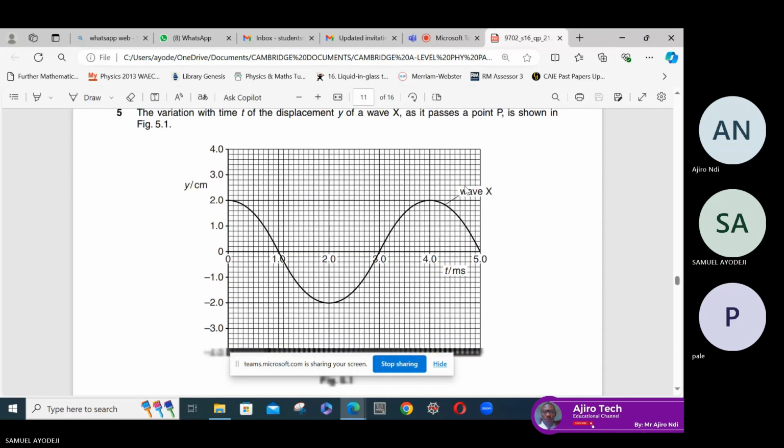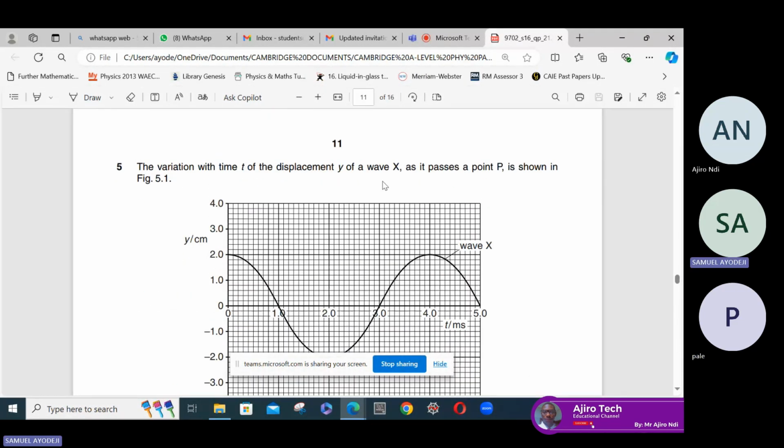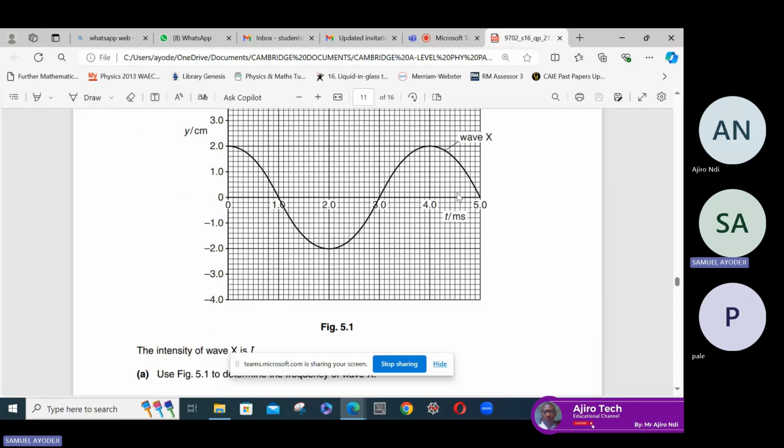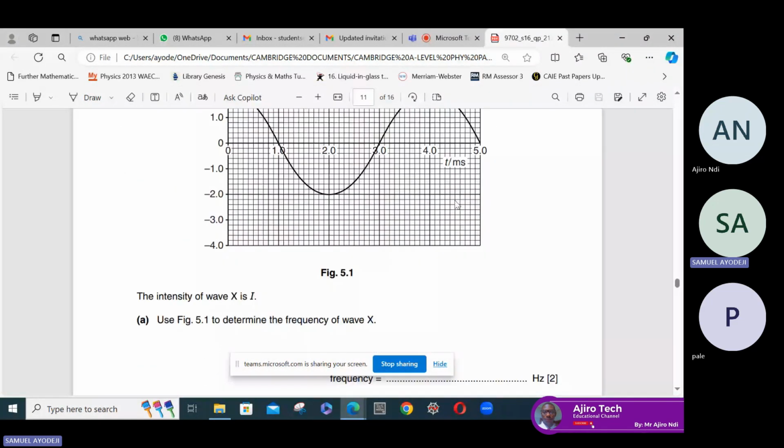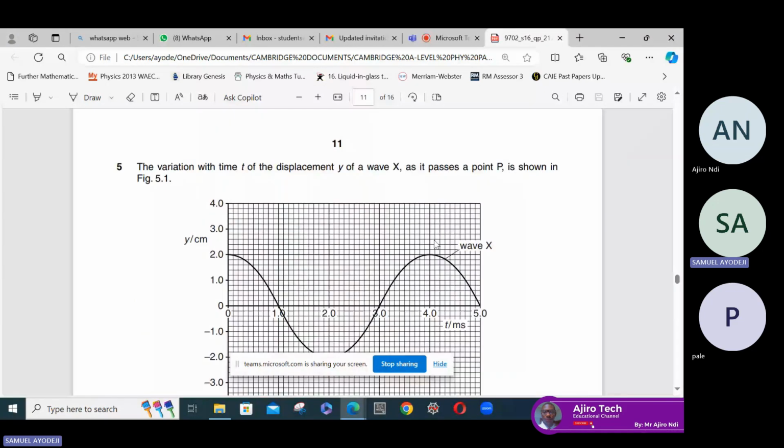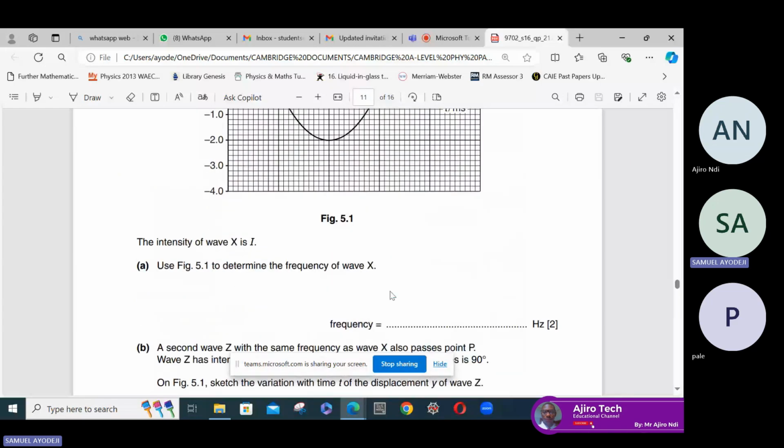Now, the first one: the displacement against distance and against time is given in this form. You have wave P as it passes through point P, as illustrated. Use this to determine the frequency of this.